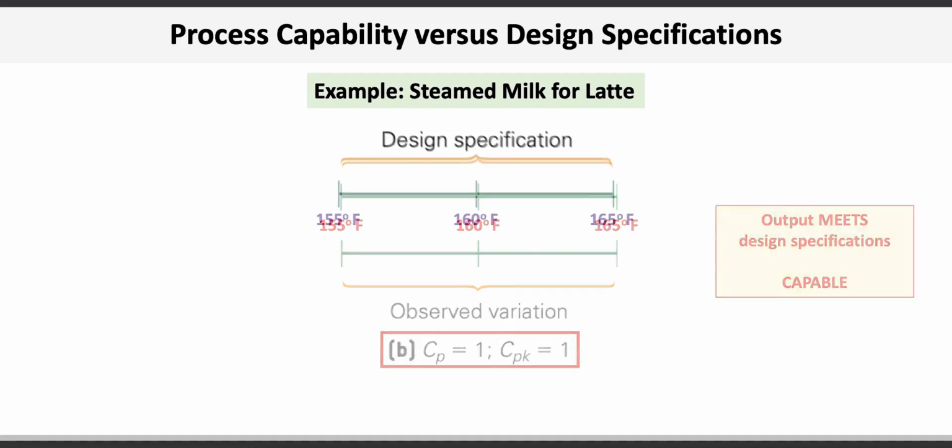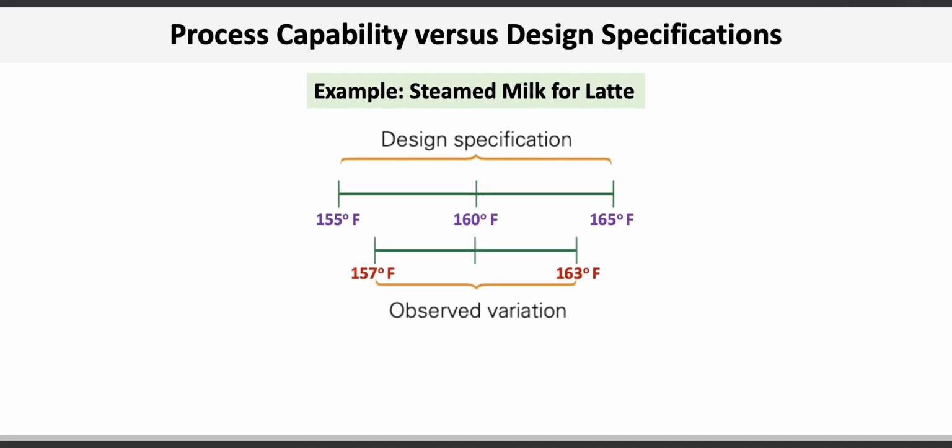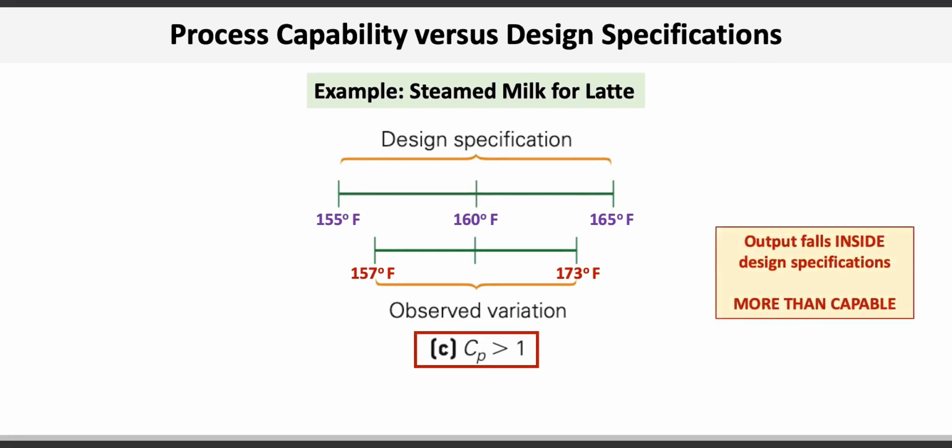Let's try a third situation. The design specs are as before, but now the observed range of output is between 157 and 163 degrees, still with an average of 160. In this case, the Cp would be greater than 1 because the range of output is better than the design spec. We can say that this process is very capable or more than capable.